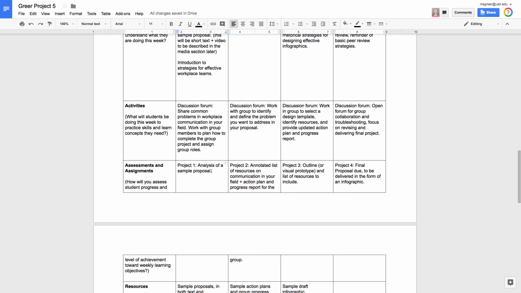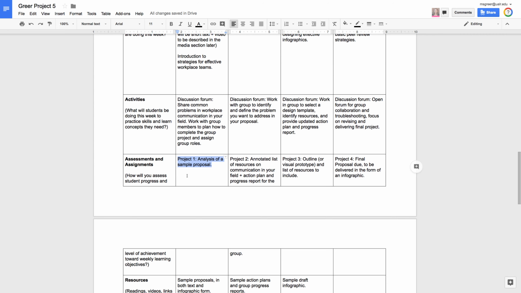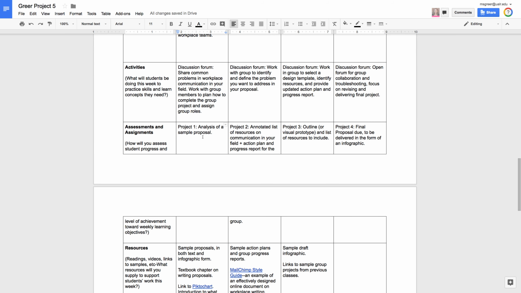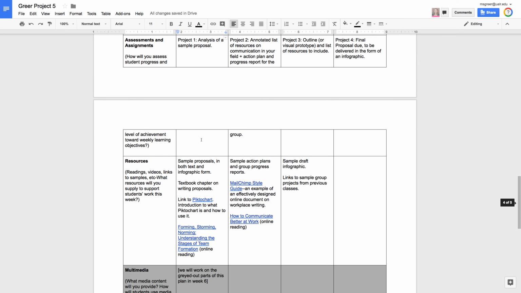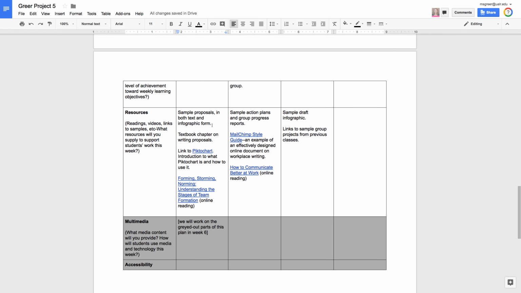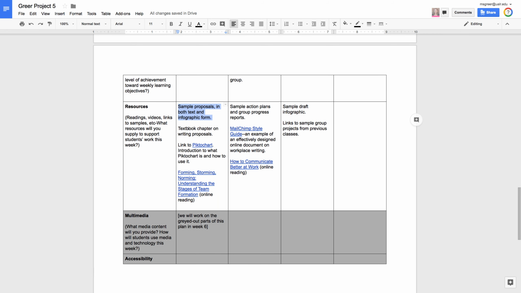And then the project, the deliverable for the end of this week, is that they're going to produce an analysis of a sample proposal. So at this point, the students are not yet composing their own proposal. They're just looking at a sample and looking at the characteristics and rhetorical situation of a sample proposal in order to produce this analysis. So the output, the deliverable, is project 1, analysis of a sample proposal. And then I think finally, in terms of resources, what is the background information that they're going to need? So some sample proposals, obviously they need to look at some.